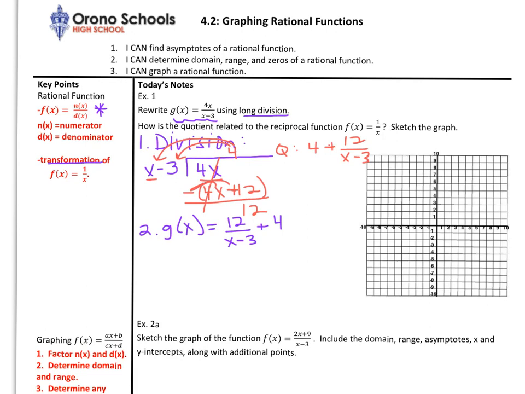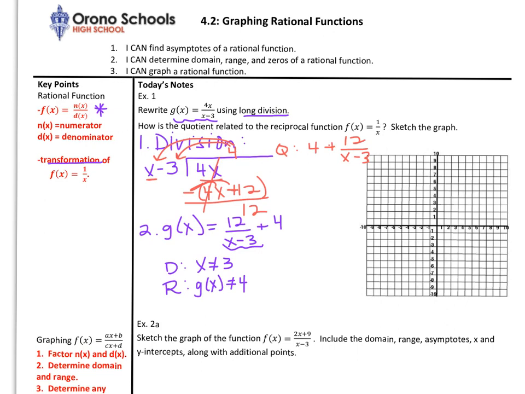To sketch the graph, we're going to determine the domain and the range. The domain is based off of the denominator. Since it's x minus 3, we know that the domain will be x can't equal 3. For the range, if x can't equal 3, that means that fraction can't equal 0. And if we add 4, that means g of x won't be able to equal 4.